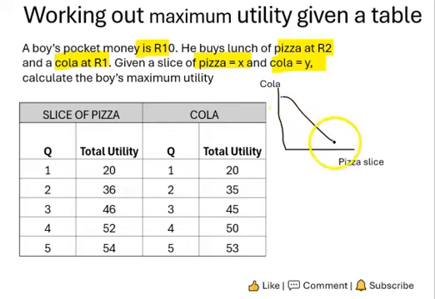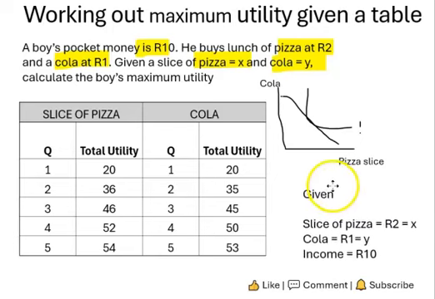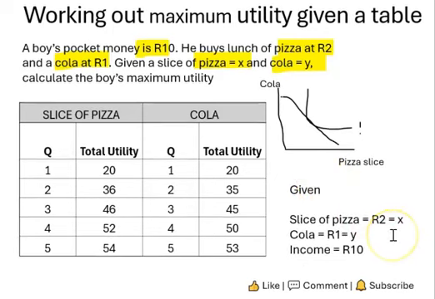So the budget line will go like this, straight like that, and we are looking for maximum utility on an indifference curve, right? So what we are given in this example: a slice of pizza equals 2 rand equals x, and cola equals 1 rand equals y, and the income is 10 rand. This table shows the total utility derived from consuming quantities 1 to 5 of either a slice of pizza or cola.